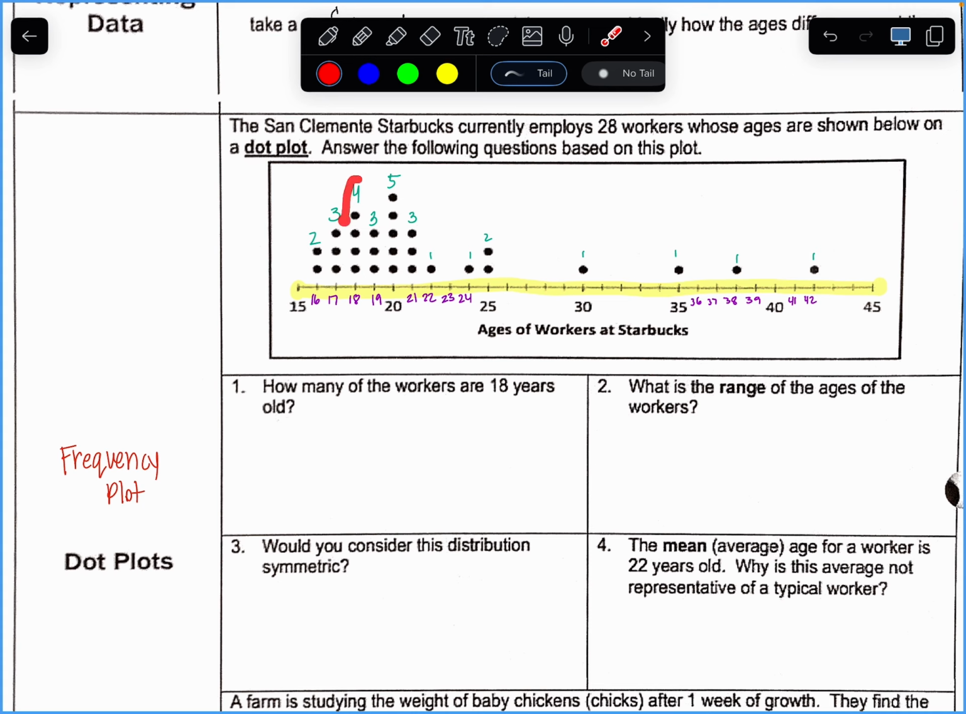There you go. You look here, 4. Make sure you write down 4 workers. You got to make sure you put the units.